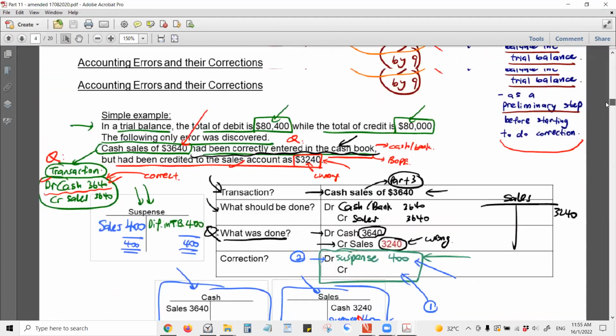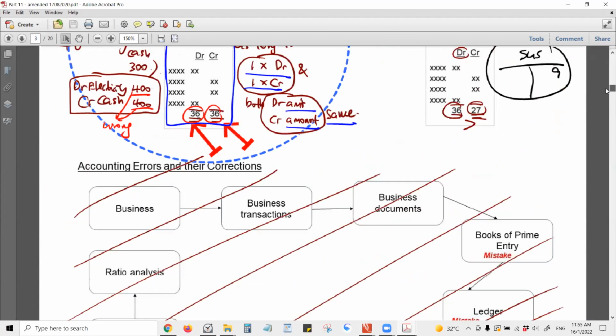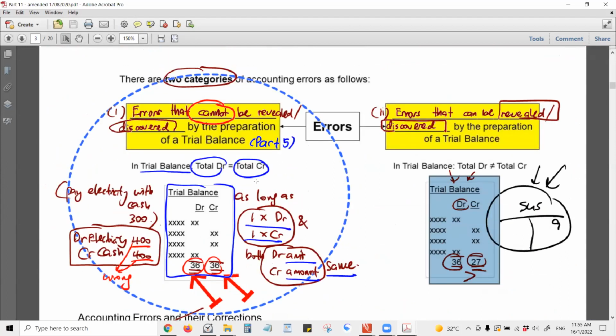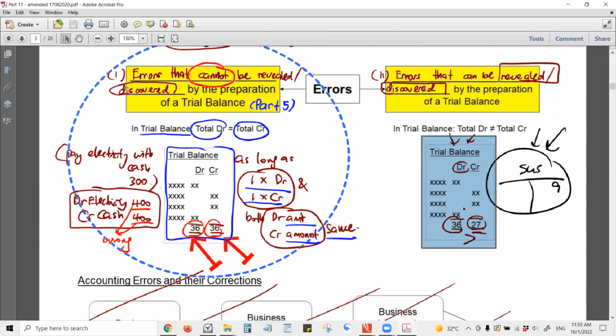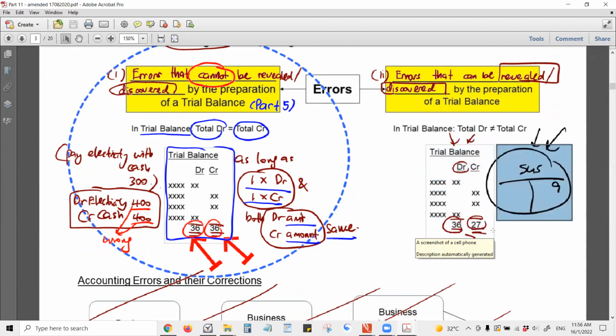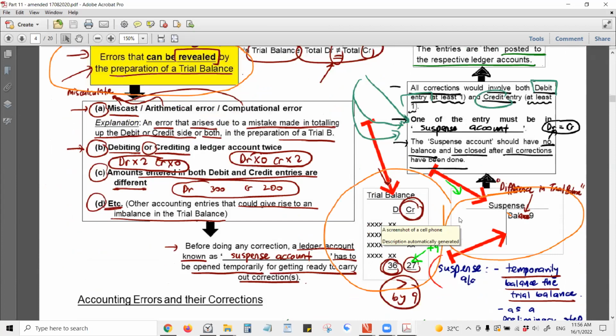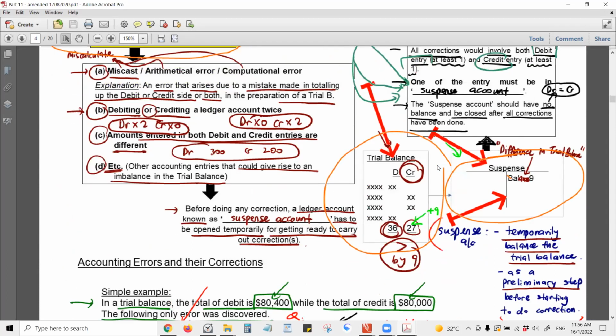When the trial balance is not balanced. Trial balance is the list of items containing all the balances. Okay, so there are two types of error. Remember, when you have a trial balance that is imbalanced, where the total debit is more than total credit by a certain amount, then you have to open a suspense account. And when you do correction, you must also touch the suspense account. I show you one example, the example that we did when we were going through the notes.